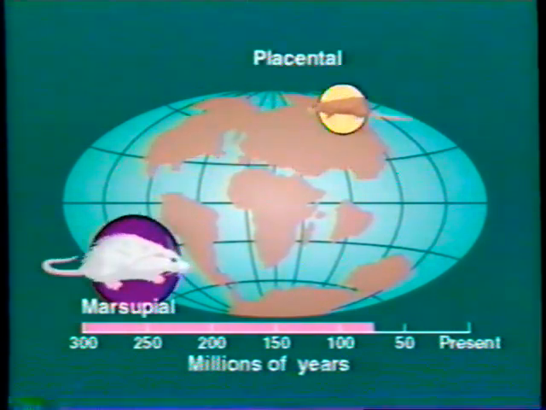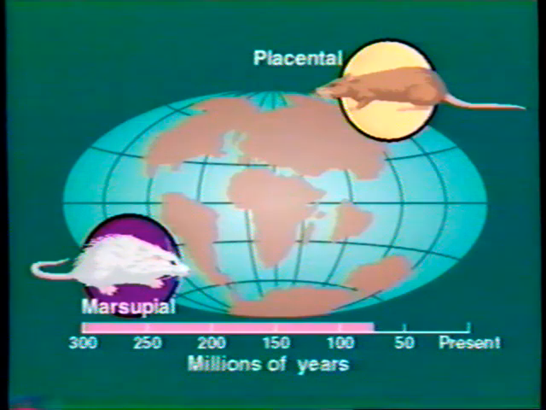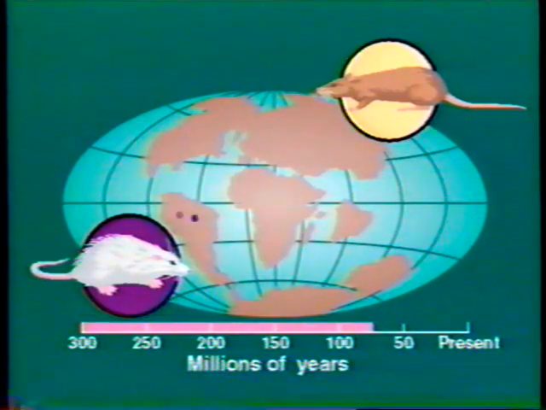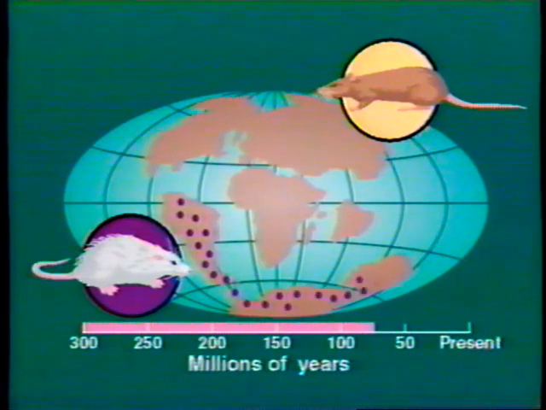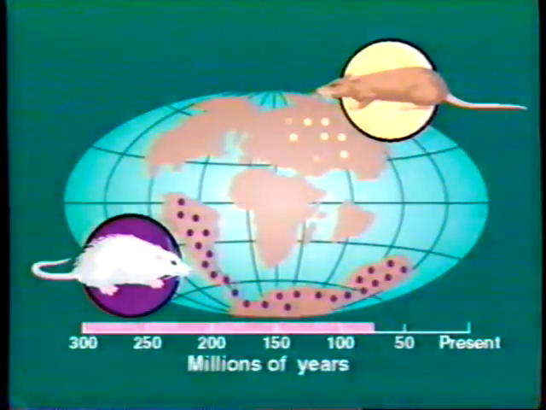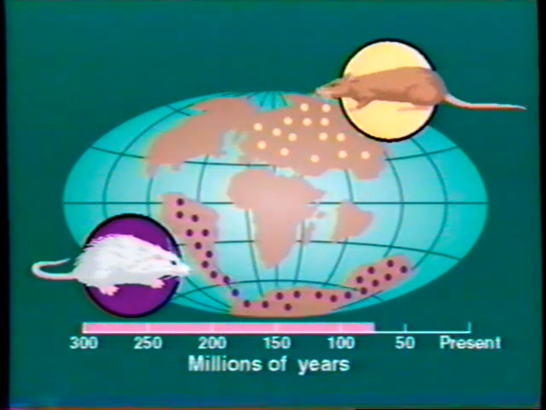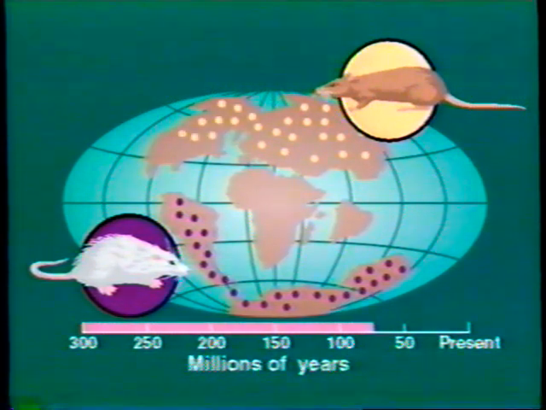Marsupial and placental mammals probably both evolved during the Cretaceous period. Marsupials appeared in South America and spread through Antarctica and into Australia. Placental mammals probably originated in Asia and moved into North America and Africa.